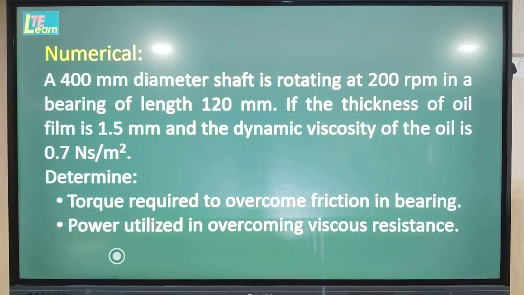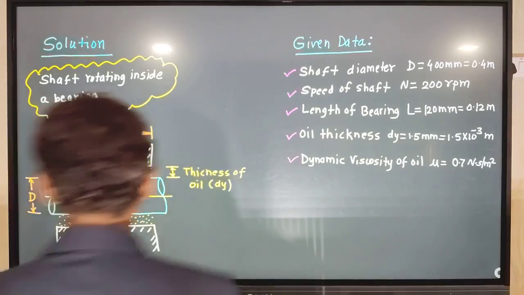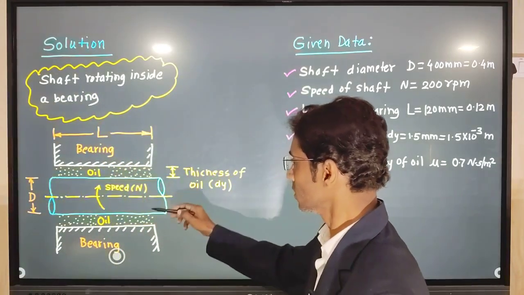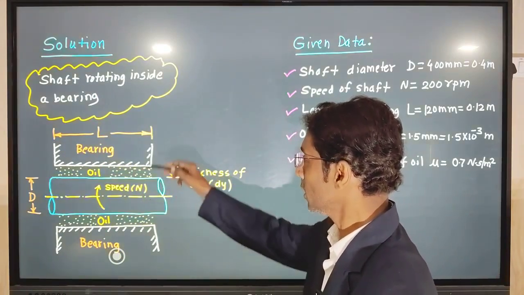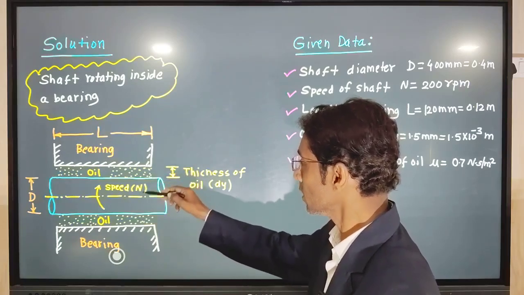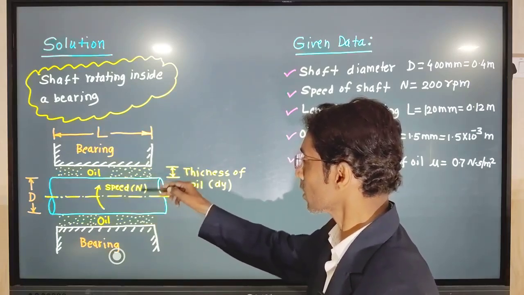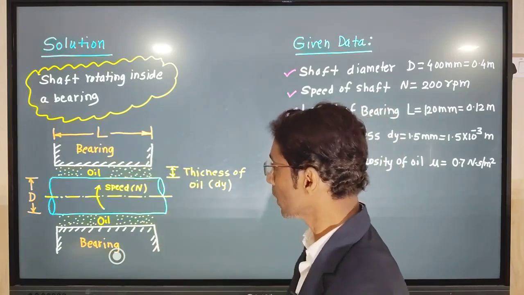First of all, we will understand the diagram of the said situation. Here, as per the situation, this is a shaft which is rotating in a bearing. In order to increase the life of the shaft or to reduce the friction, oil is used as a lubricant.